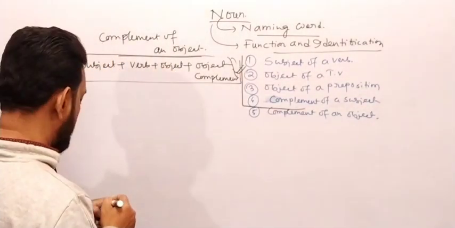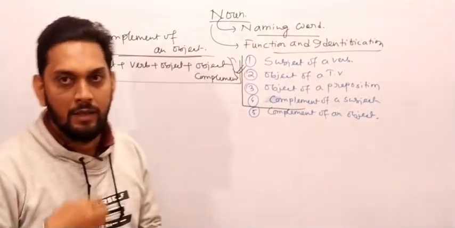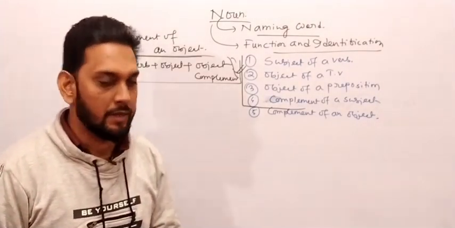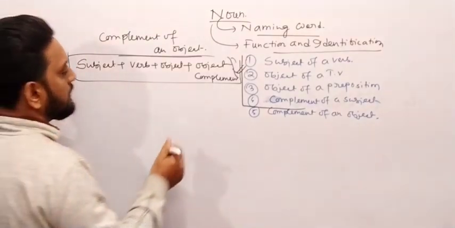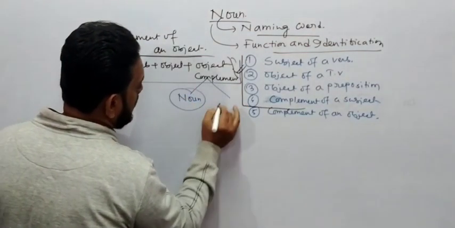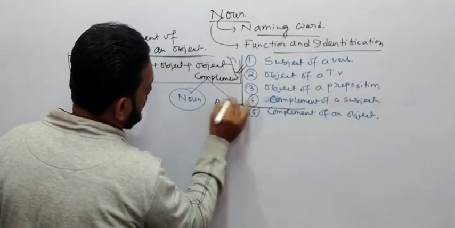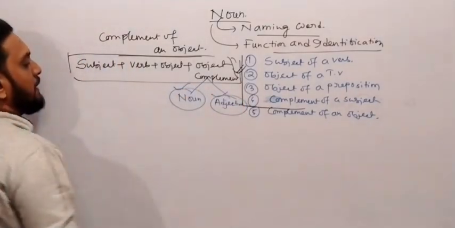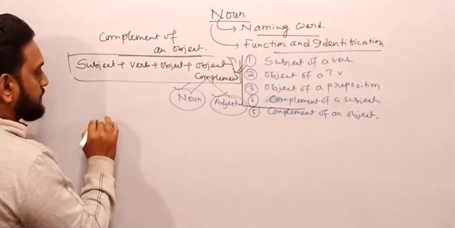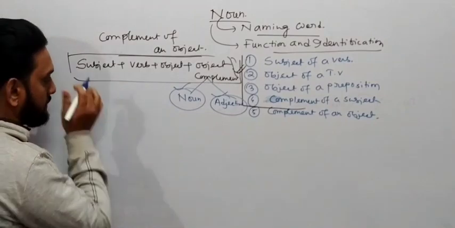Now let me write a sentence and give these examples, making you understand what the meaning of complement of object would be. And always remember, complement will always be either a noun or what? Adjective. Always remember, complement will be either a noun or an adjective. Let me write a sentence over here.